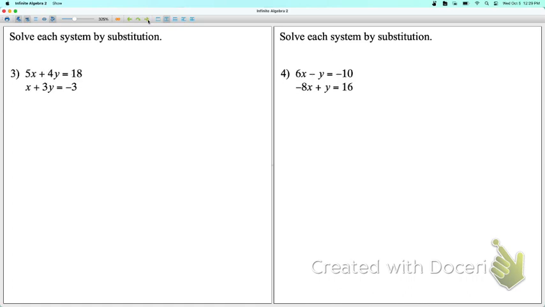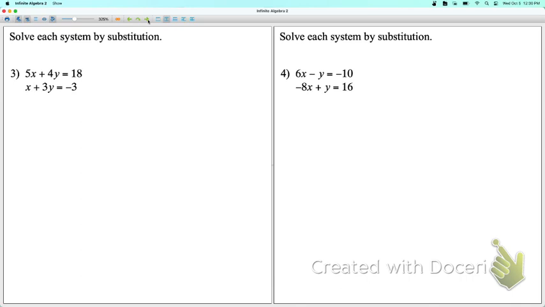Okay, so 7x plus 4y equals 18. Oh, that's cute. And x plus 3y equals negative 3. Now, we have to pick an equation. Well, there's only two variables, x or y, yes?